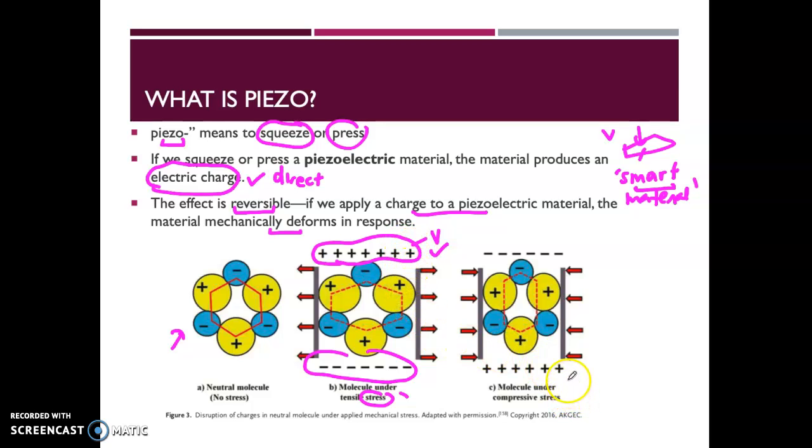For part C, when you apply the compressive stress, there are two terms here: one is tensile, one is compressive. Tensile means you elongate the material. Compressive means you squeeze the material. Either you squeeze or elongate it, you are going to have an accumulation of charge on top and the bottom of the material. This is what we call the direct effect of the piezo material.